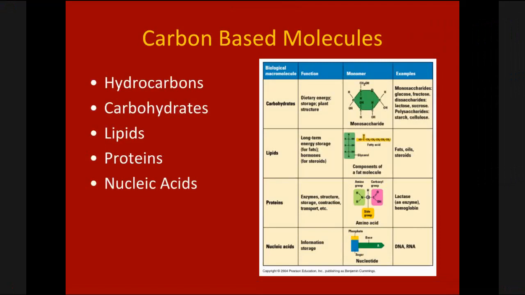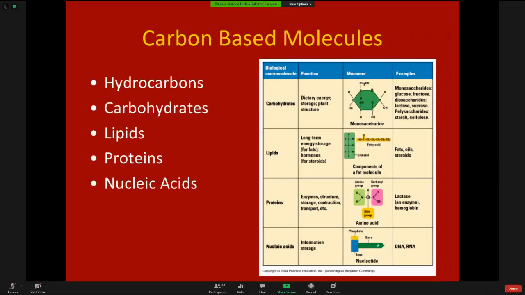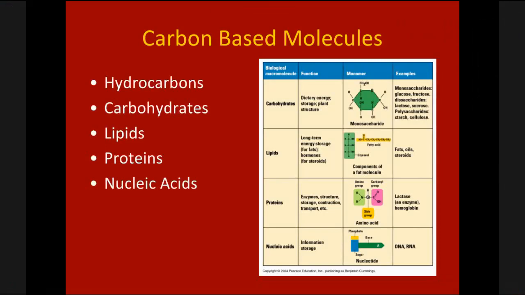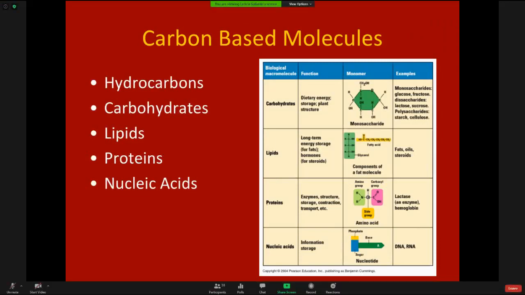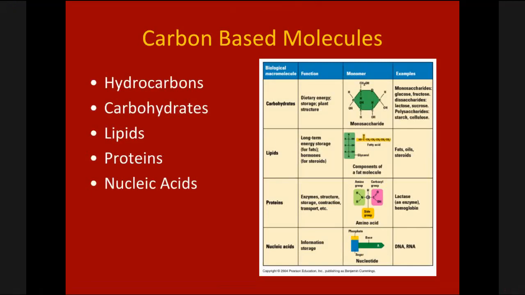Oh, did we not talk about proteins yet? No. All right. So good job for those of you that are ahead of the game. The monomer for a protein is amino acid. I think I mentioned it a couple times in last lecture, but we'll talk about it a little bit more.